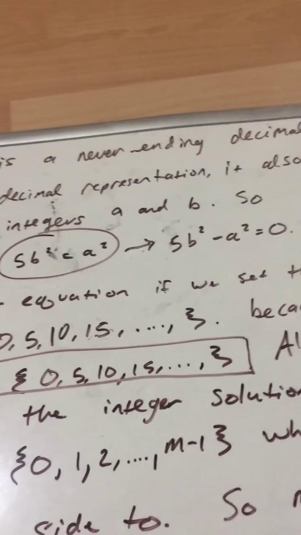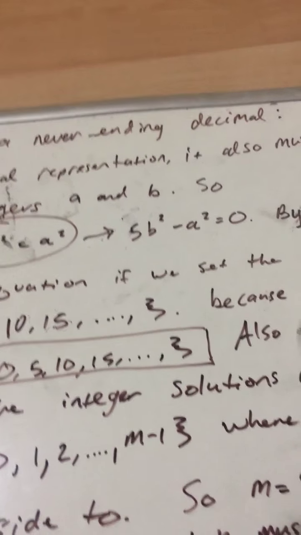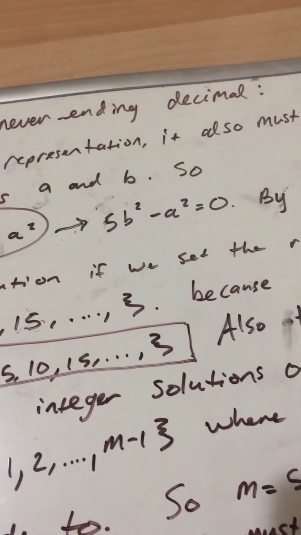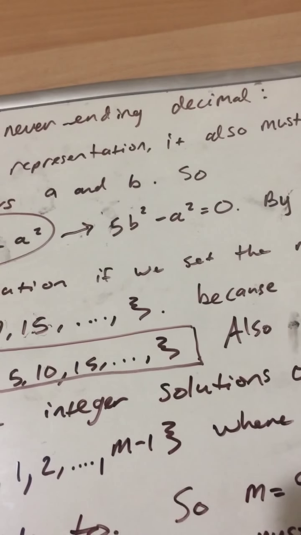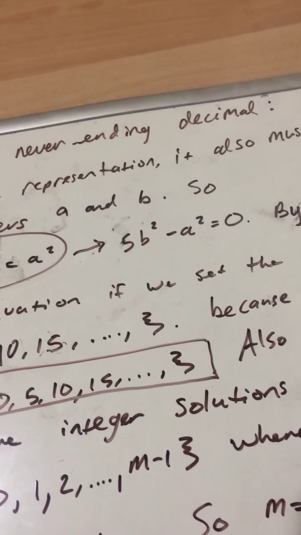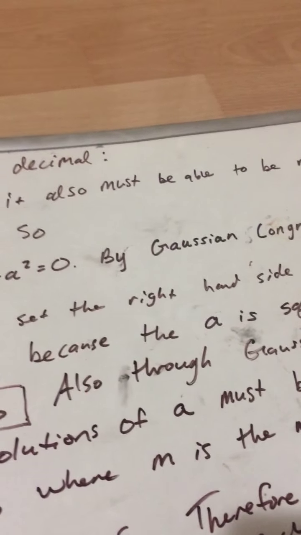And then if we subtract a squared from both sides, we get 5b squared minus a squared has to be equal to 0. So that's it right there. If we can find two integers a and b where 5 times b squared minus a squared equals 0, then a over b would give us the square root of 5. So now here's where the hard part comes.